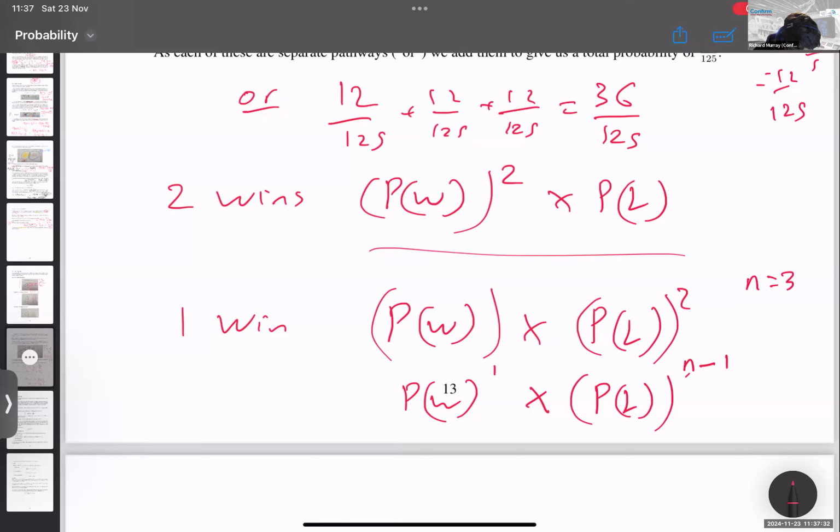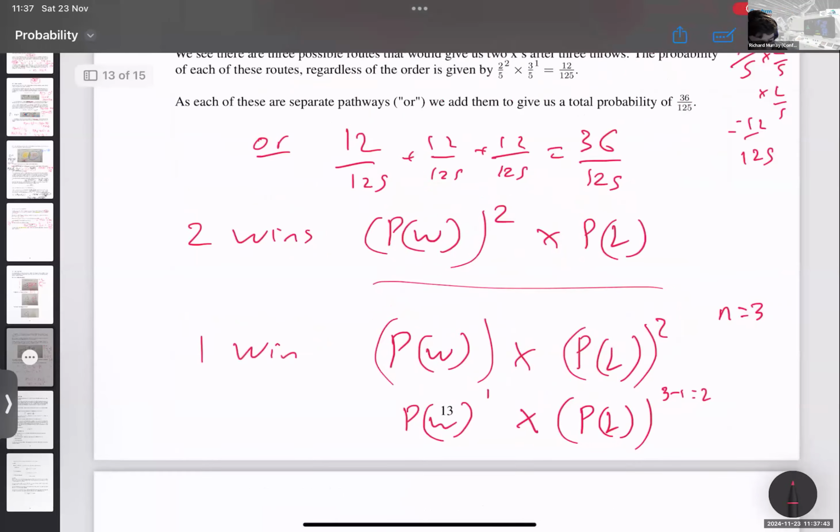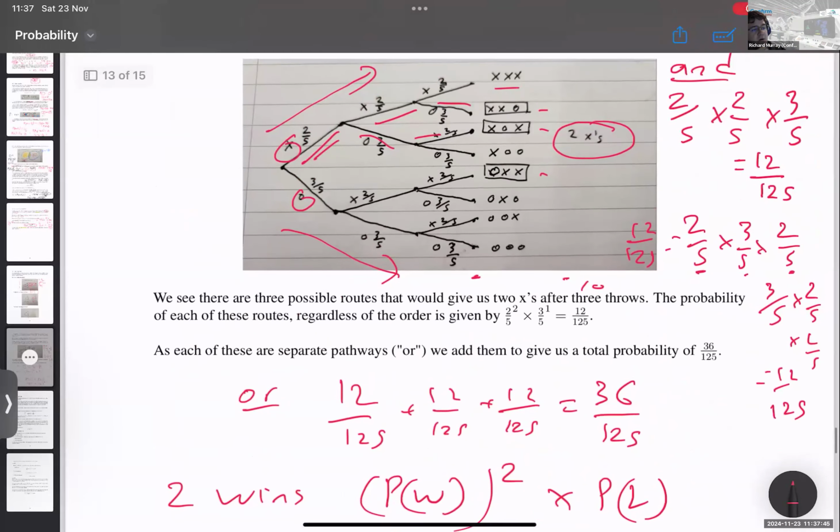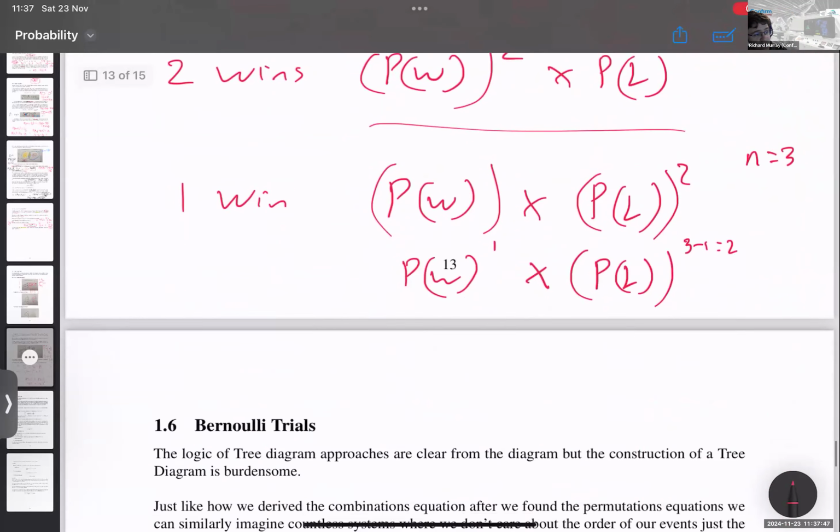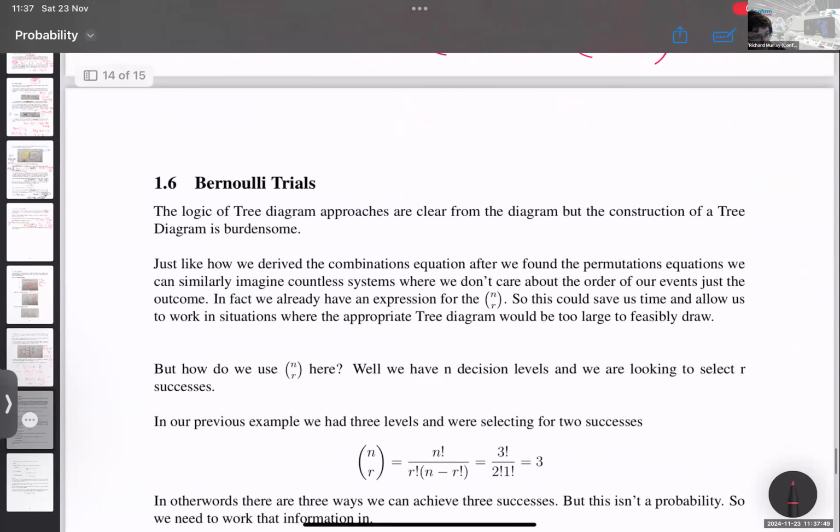So this n minus 1 becomes 3 minus 1, which is equal to 2. And this simplifies the mathematics for us because we have constructed our tree diagram, and from that we've noticed a pattern. And this brings us directly into what's called a Bernoulli trial.